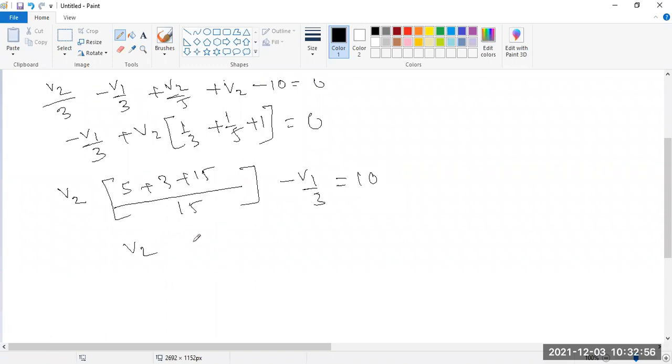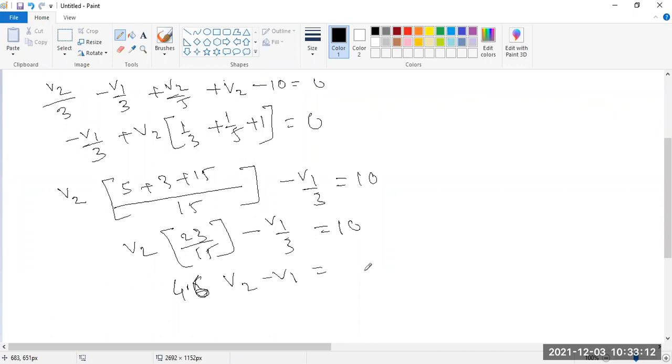So V2 23 by 15 minus V1 by 3 equal to 10, or we can say directly, sorry, this is coming 4.6. 4.6 V2 minus V1 equal to 30 because this 3 is coming over here. So we can write V1 equal to 4.6 V2 minus 30. This is also an equation, equation number 3.